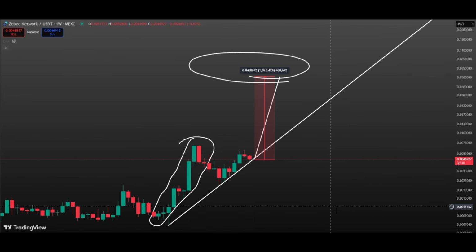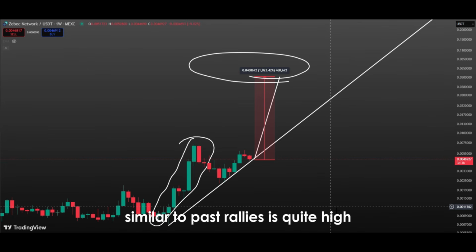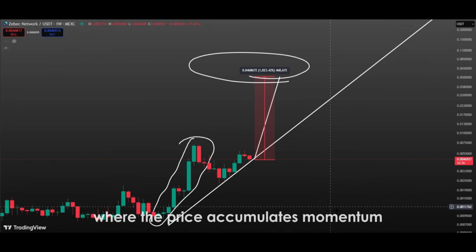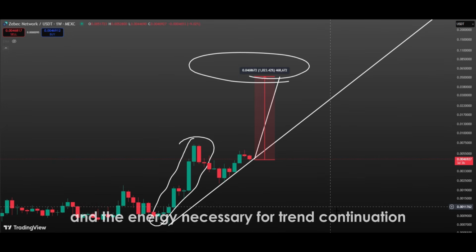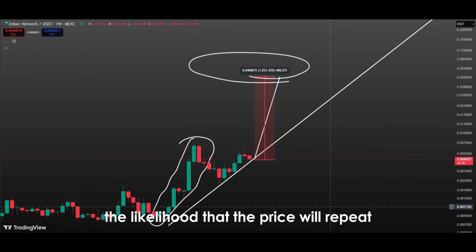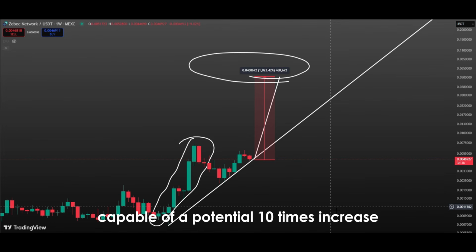In conclusion, the probability that the price will follow a rise similar to past rallies is quite high. Horizontal consolidation periods are critical phases where the price accumulates momentum and the energy necessary for trend continuation. When investor psychology, technical indicators, and market dynamics are considered together, the likelihood that the price will repeat a previous upward movement supports a scenario capable of a potential 10 times increase.